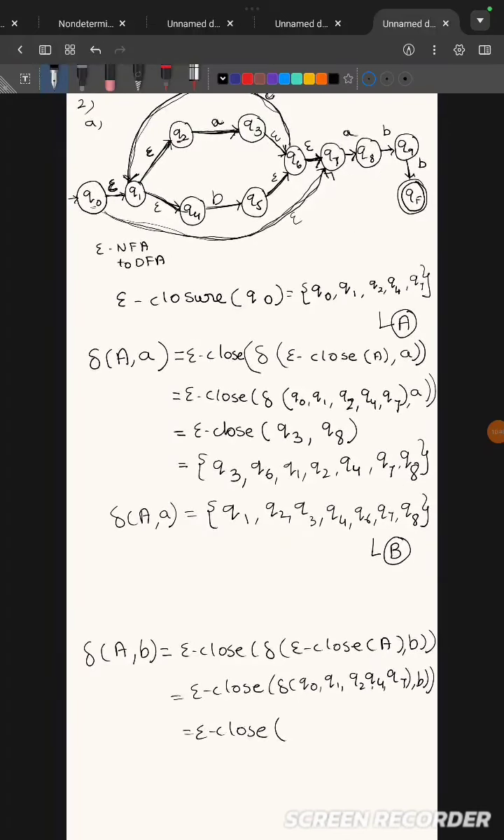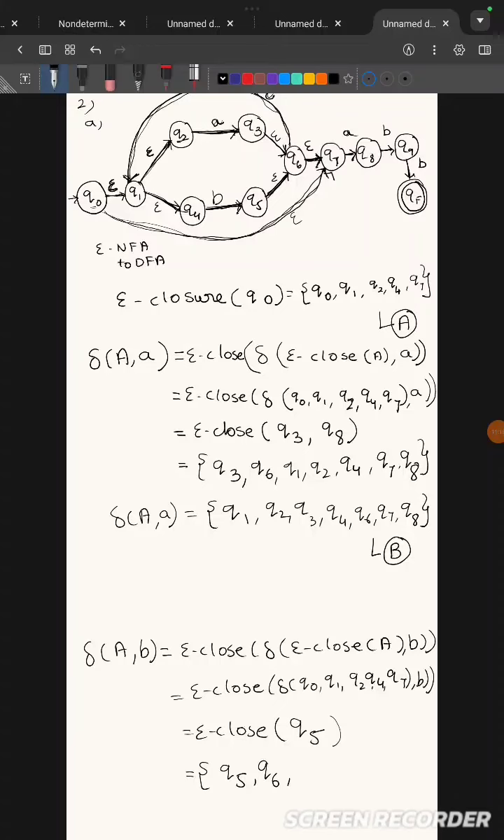Does Q0 have a transition for b? No. Q1? No. Q2 has a transition for a but not for b. Q4 is having a transition. See, Q4 on reading b is going to Q5. So we will write Q5 over here. Q7 is having a transition for a only, not b. So the only state that exists over here is Q5. Now we have to find the epsilon closure for Q5. Q5 on reading just epsilon will go to Q6. First you write Q5, then you write Q6.